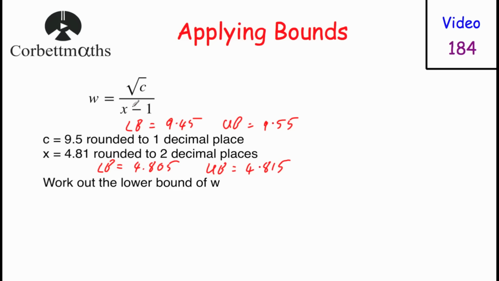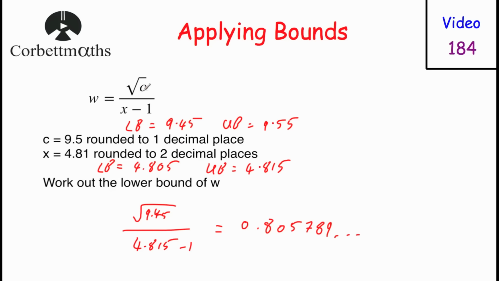So whenever we do this, the lower bound for c would be the square root of 9.45, because that will be smaller than the square root of 9.55. And then we're going to divide that by x. Well, we want to divide it by the biggest possible thing to give us a small answer. So we're going to do 4.815 minus 1, because the upper bound 4.815 and then we've taken away 1. And when we do that, we get 0.805789 and so on. Okay, so that's the lower bound for w.